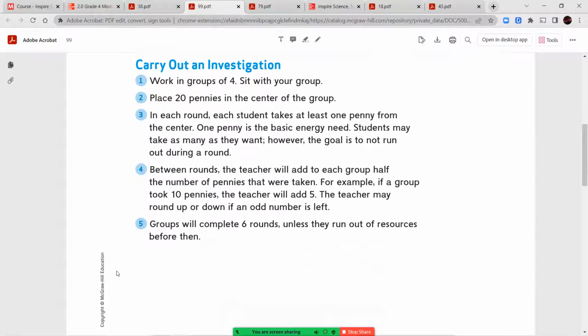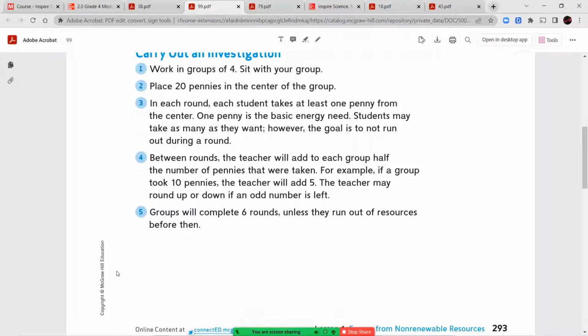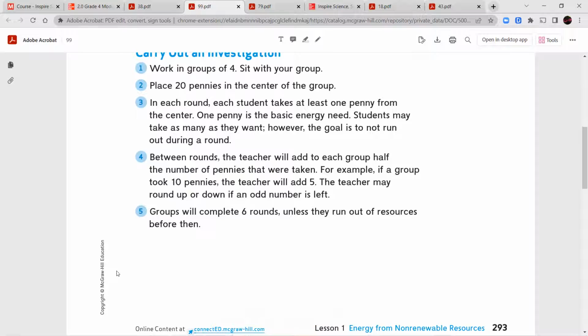You're going to work with a group, and you're going to put 20 pennies in the center of the group. In each round, each student takes at least 1 penny from the center. 1 penny is the basic energy that you need, and students may take as many as they want. However, the goal is not to run out during a round.